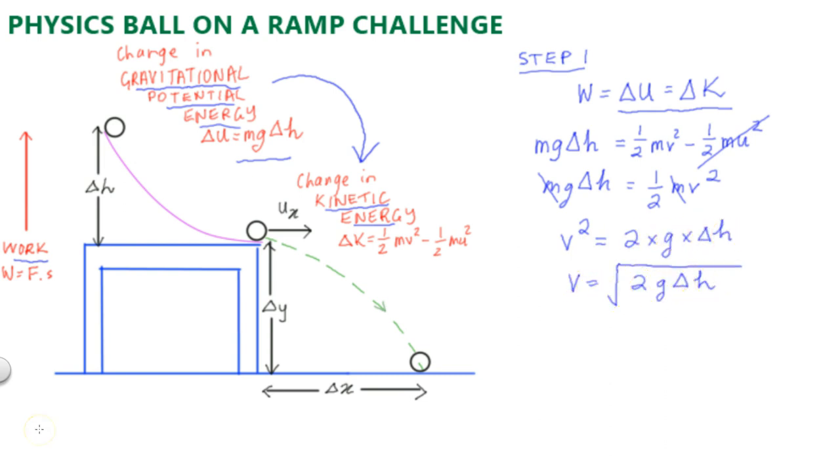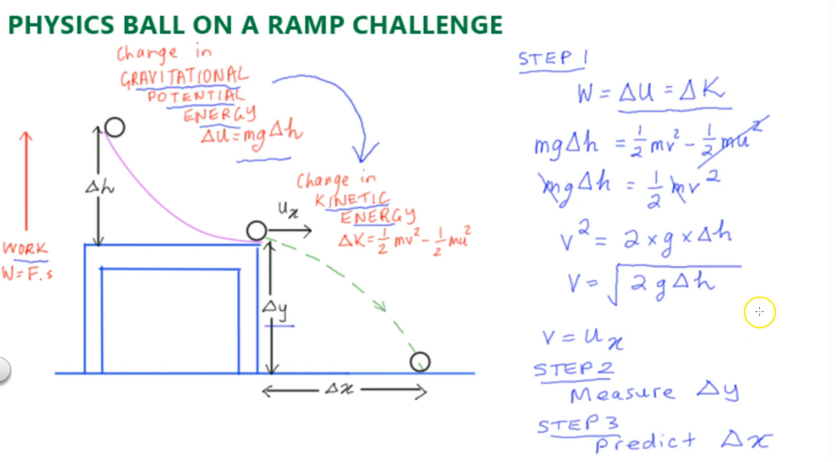And since the velocity off the edge of the ramp is horizontal, we can say that this velocity is the initial horizontal velocity. So step 2 is measuring the height of the table, or delta y.